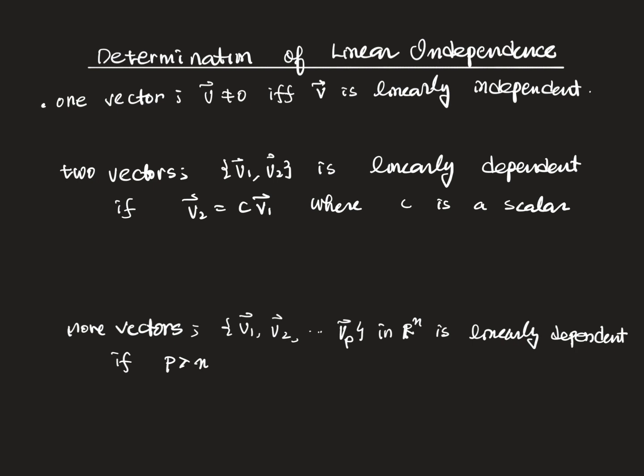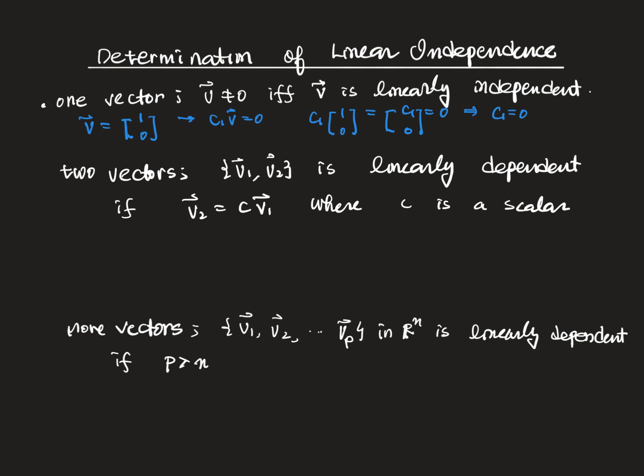If there is only one vector and the vector is not zero, we say vector V is linearly independent. For example, let's say the vector is (1, 0). Then c1V1 equals 0 means c1 times (1, 0) should be the zero vector, which means c1 should be 0. So in that case V is linearly independent. A single vector is independent as long as it is not 0.